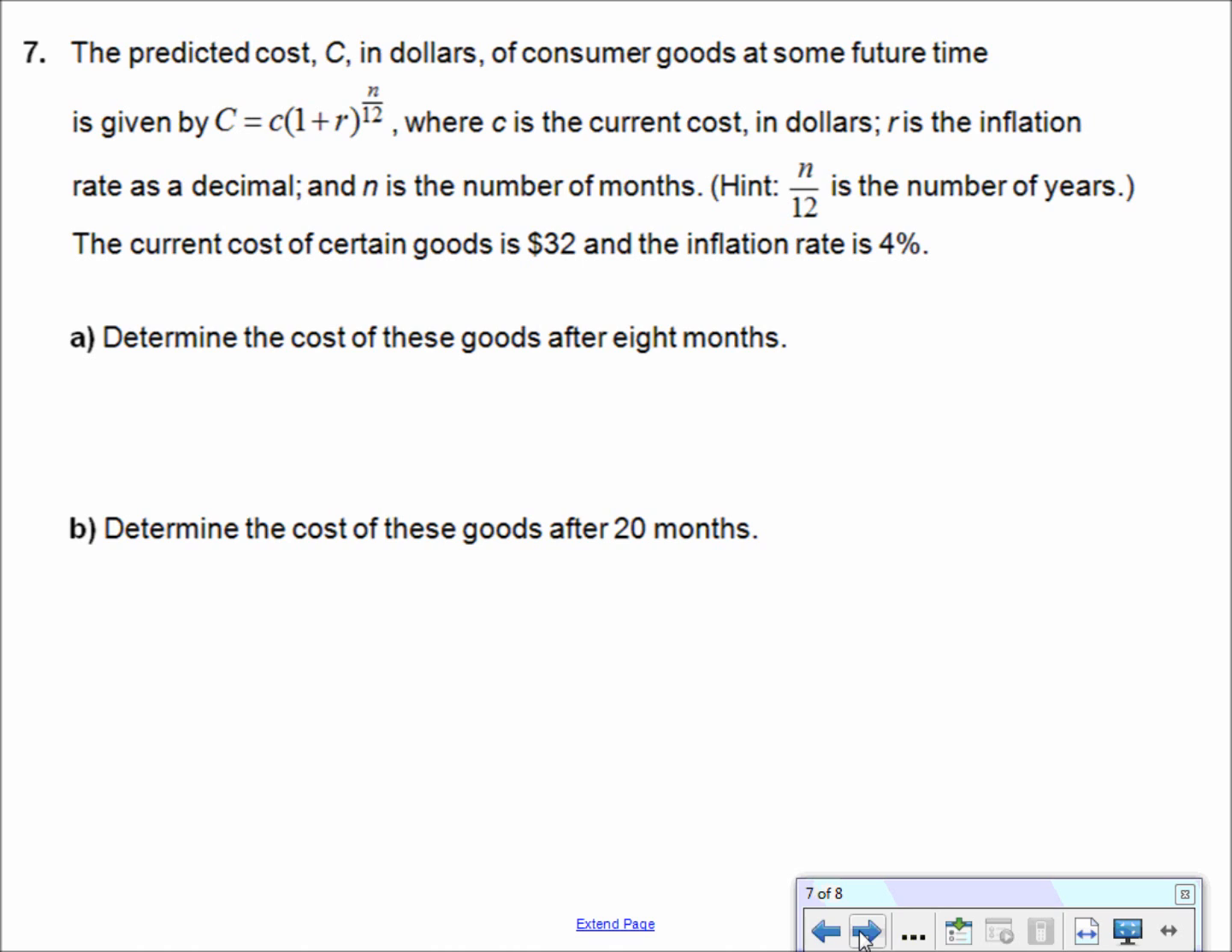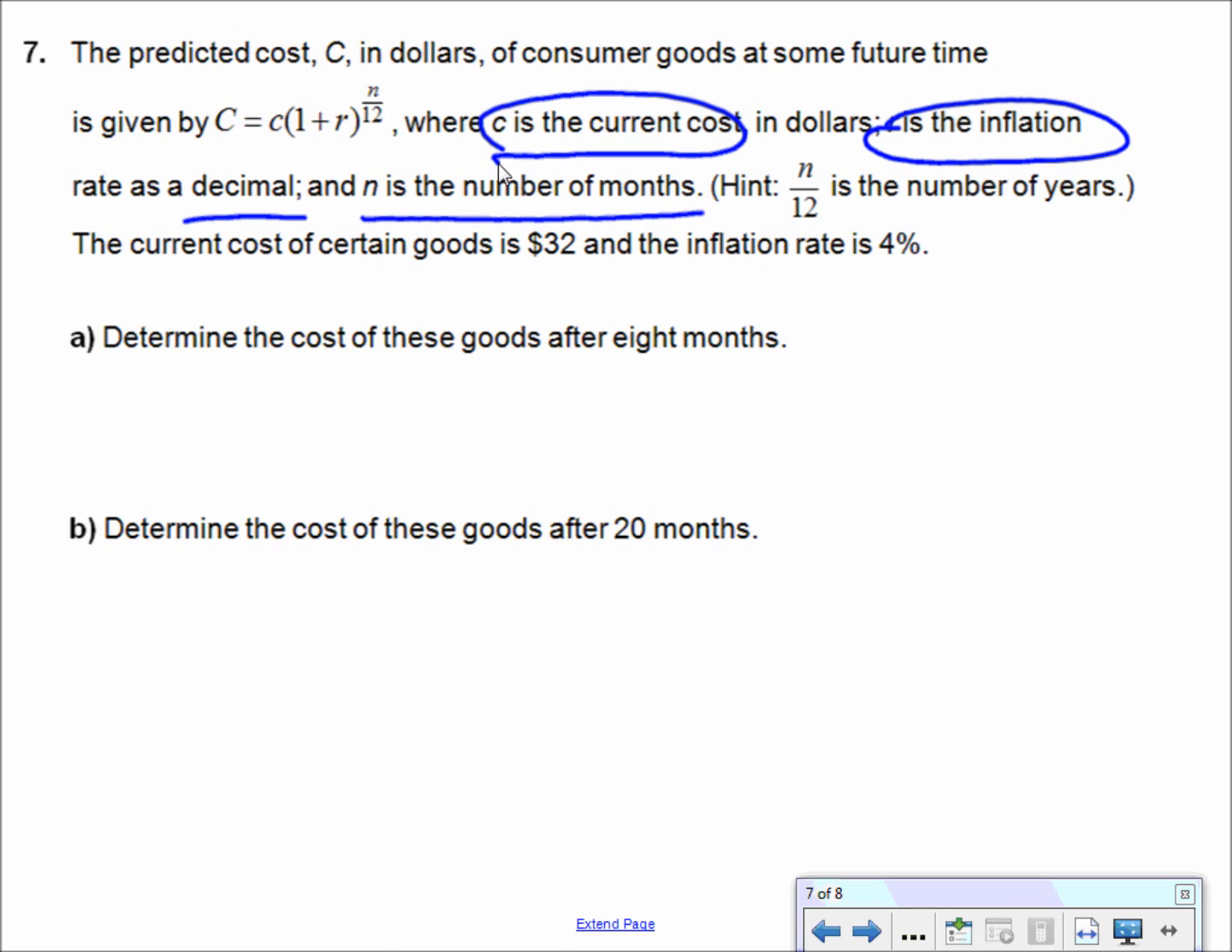The predicted cost, C in dollars, of consumer goods at some future time is given by C equals C bracket 1 plus R bracket N over 12, where C, and I'm just going to highlight, C is the current cost in dollars, R is the rate of inflation, as a decimal, that's important, N is the number of months. Hint, N divided by 12 is the number of years. So the cost of a certain good is $32, and the inflation rate is 4%. Determine the cost of these goods after 8 months.